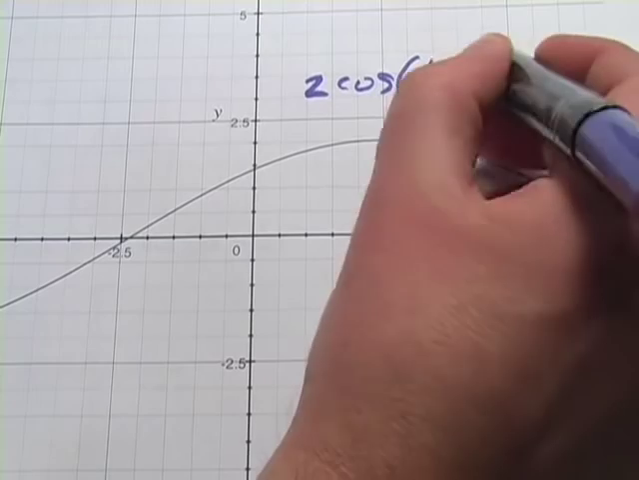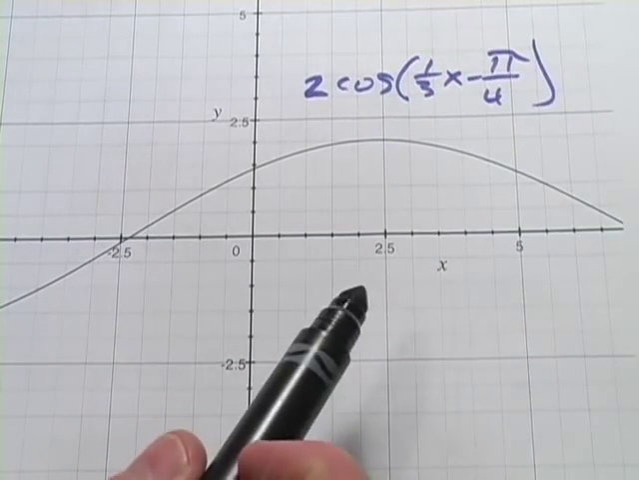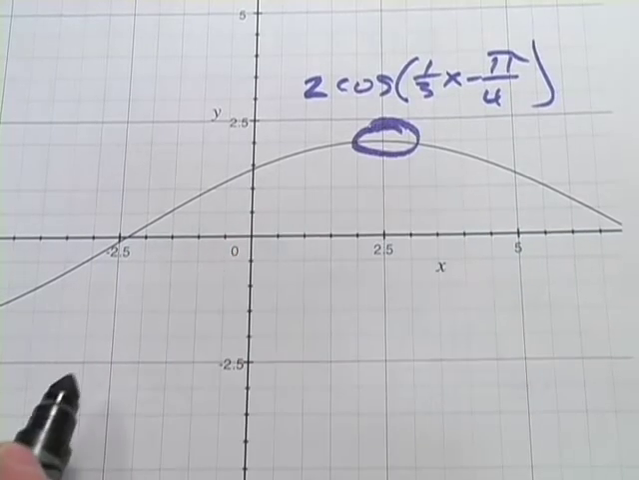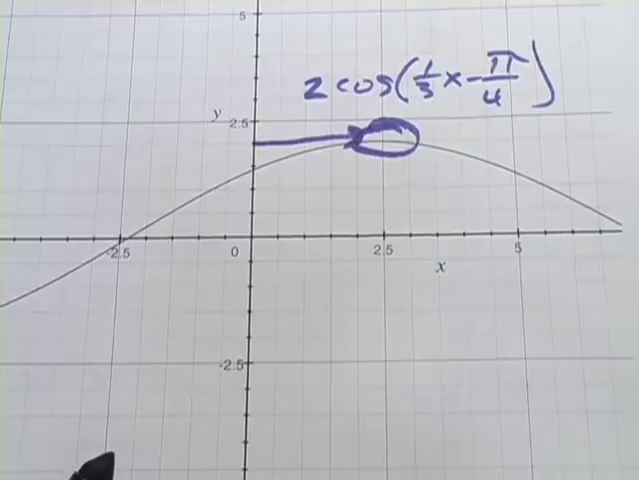And this is minus pi over 4, so it's actually been shifted 1/4 that way. So here's the top of our function, and it's been moved from 0 to pi over 4 in that direction.